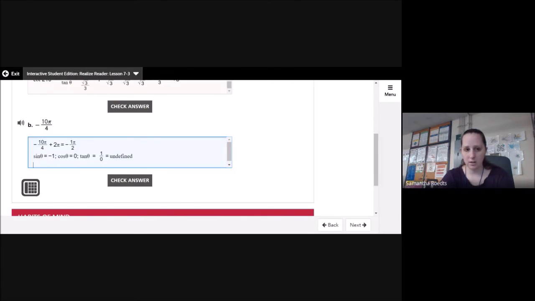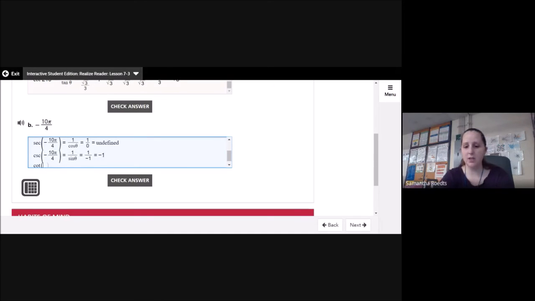So for secant of negative 10 pi over 4, that's going to be 1 over cosine theta, which equals 1 over 0, which is undefined. The cosecant of negative 10 pi over 4 equals 1 over sine theta, which is 1 over negative 1, which will give me negative 1.